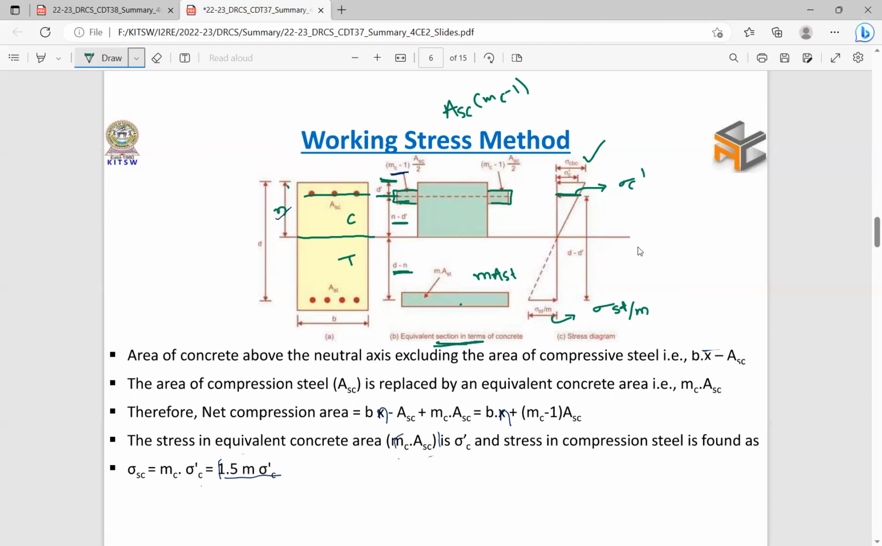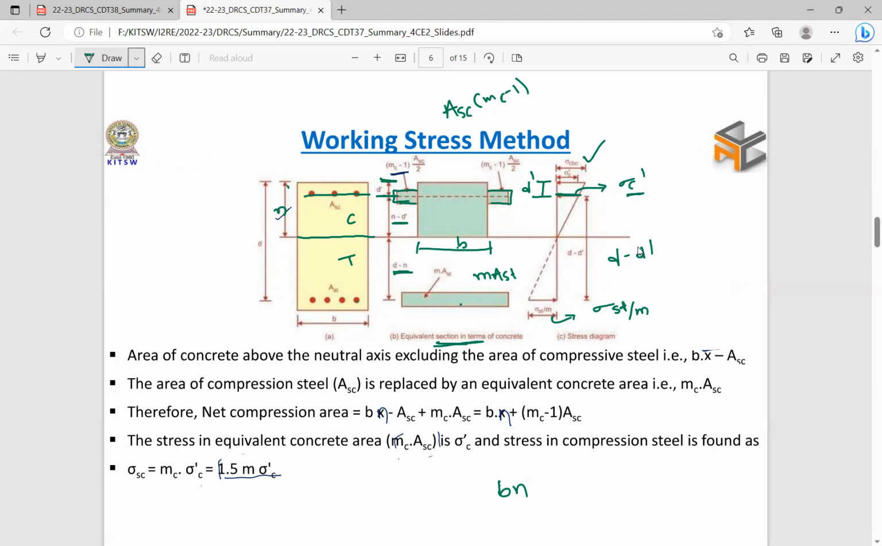Right? The distance between sigma C dash and sigma ST by M is d minus d dash. The distance between sigma C dash and sigma CBC is d dash. So now I want to calculate the equivalent compressive area. The equivalent compressive area is equal to, first one is B minus L. The width of the beam is B. I want to calculate the equivalent area of this section, so it is B and the neutral axis depth is N.